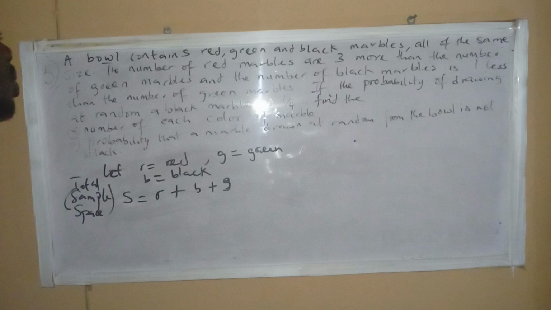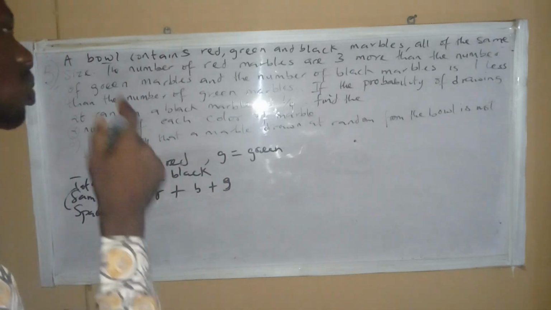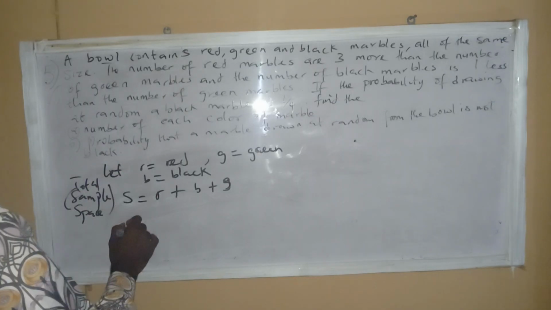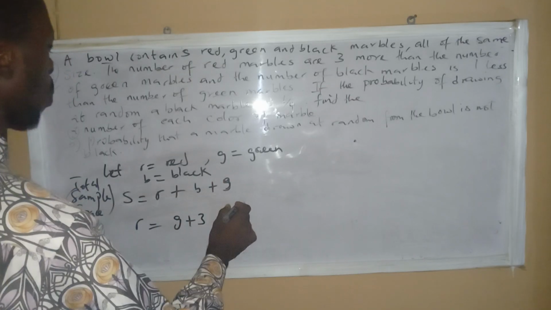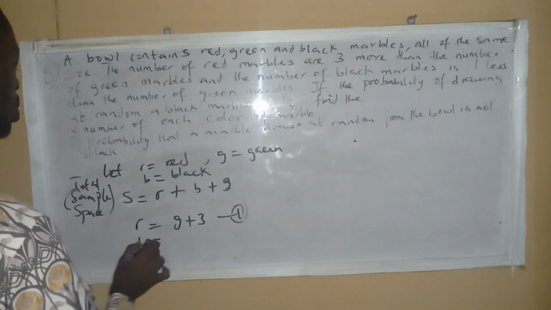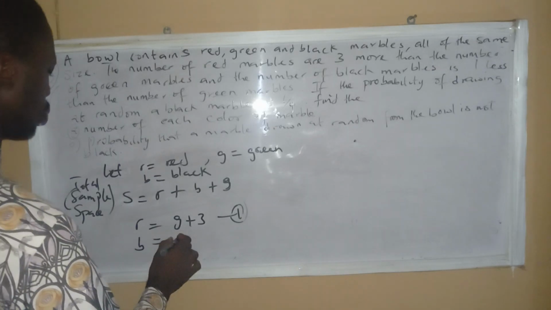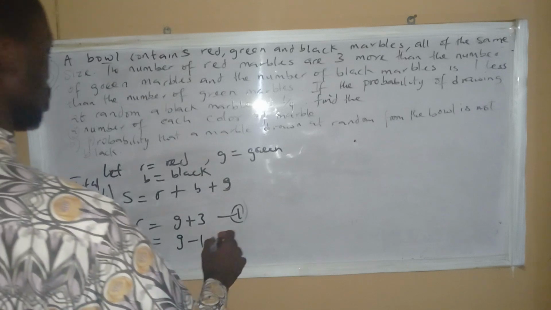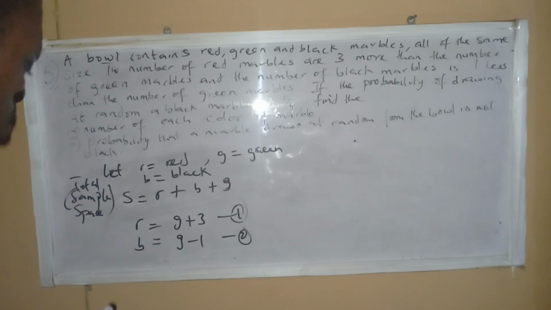Now, in order to go forward, let's go back into the question. They say the number of red is 3 more than the number of green. So R is equal to G plus 3, equation 1. Now, they say the number of black, B, is 1 less than the number of green. That's B equals G minus 1, equation 2.